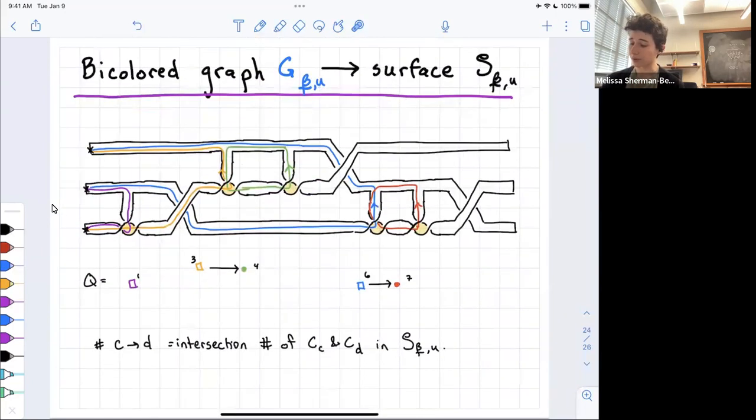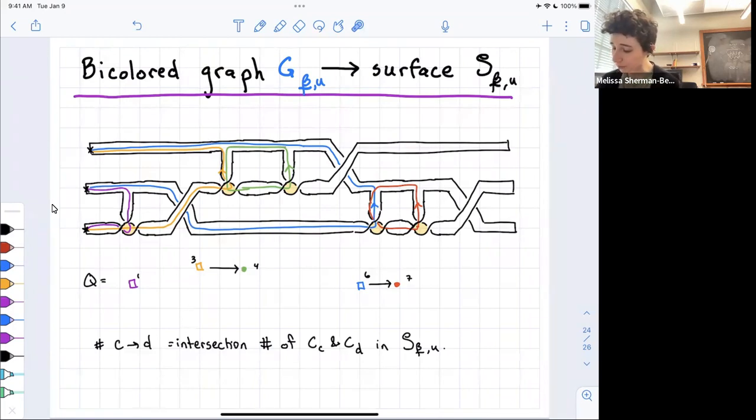Okay, so here is the picture of the surface. And now I've drawn the cycles, each cycle corresponding to a cluster variable on top of it. And now, the number of arrows between XC and XD is just the signed intersection number of the corresponding cycles on your surface. So if you don't remember the conventions for signed intersection number, that's fine. Let me just do this example as a sanity check.